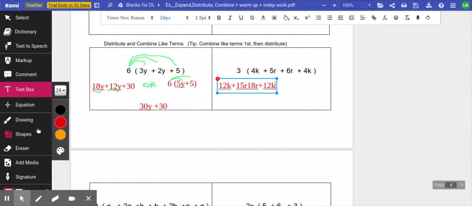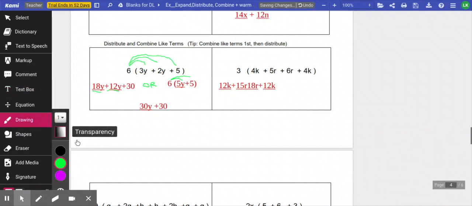There's a bunch of like terms I can identify here. I'll use the same colors. Here's my k's, and another k. Now I'll use pink for the other ones.